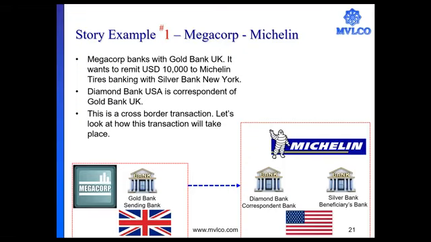Megacorp banks with Gold Bank in UK. It wants to remit an amount of $10,000 to Michelin Tires banking with Silver Bank in New York. So you've got two countries. One country is UK, the other country is United States. Diamond Bank in USA is the correspondent of Gold Bank in UK. Since this is a cross-border transaction, we'll use the SWIFT mechanism MT103. Two mechanisms I'm going to use, a serial mechanism and the cover mechanism.